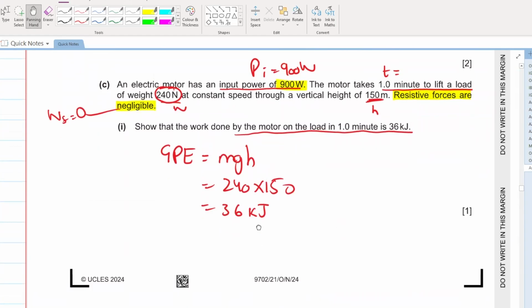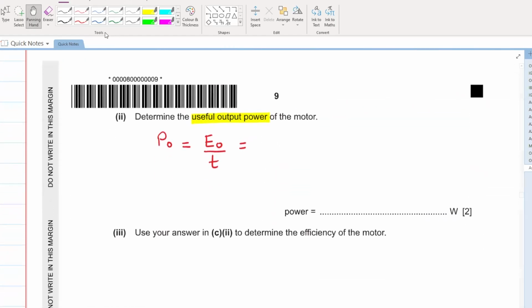Can I calculate the useful power output? Yes, absolutely, I can do that. This comes out to be 36 into 10 raised to the power of 3 divided by 1 minute, that is 60 seconds. What does your power come out to be? Your power comes out to be 600 watts.